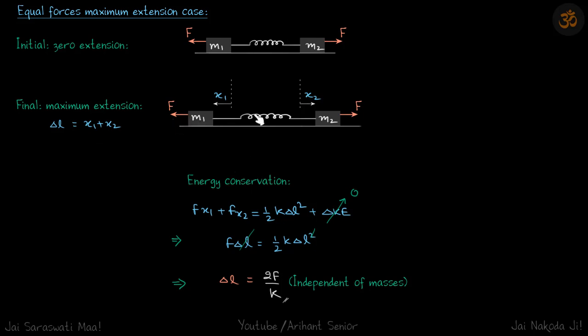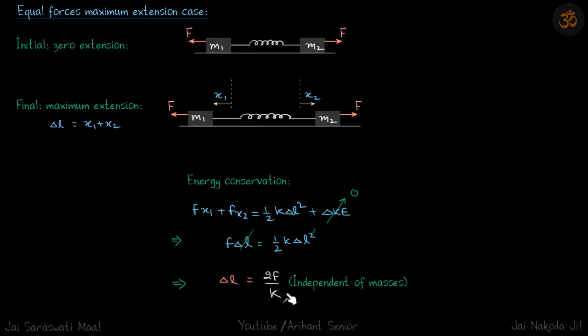The work done by the forces is energy stored in the spring because the change in kinetic energy is zero. Initially also the blocks were at rest, and finally also they are at rest. So work done by this force is Fx1, by this force it is Fx2. So external work done is equal to delta PE plus delta KE. Change in potential energy of spring is half K delta L square. Now if you take F common, we'll see x1 plus x2, which is again delta L. So we will find delta L is equal to 2F by K.